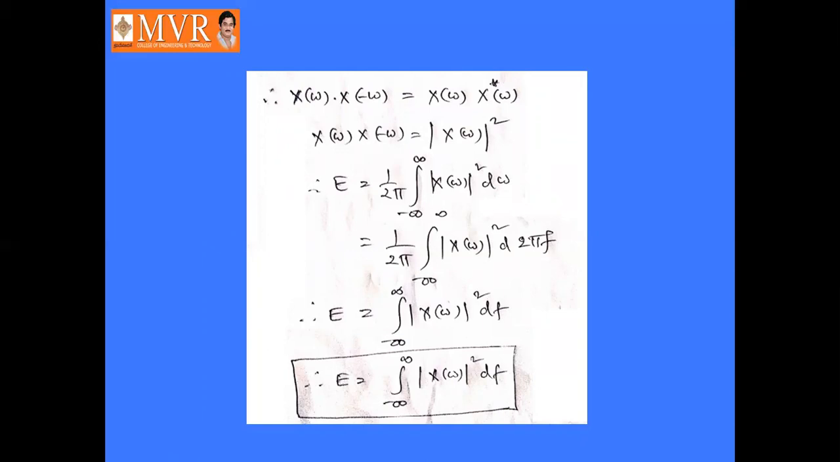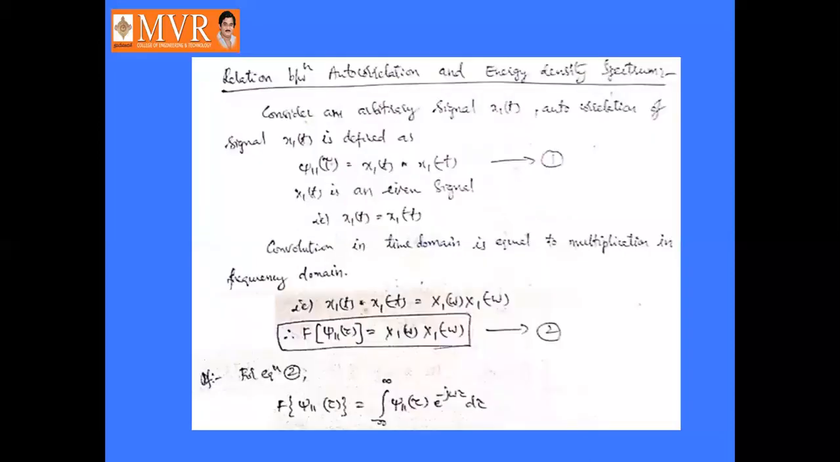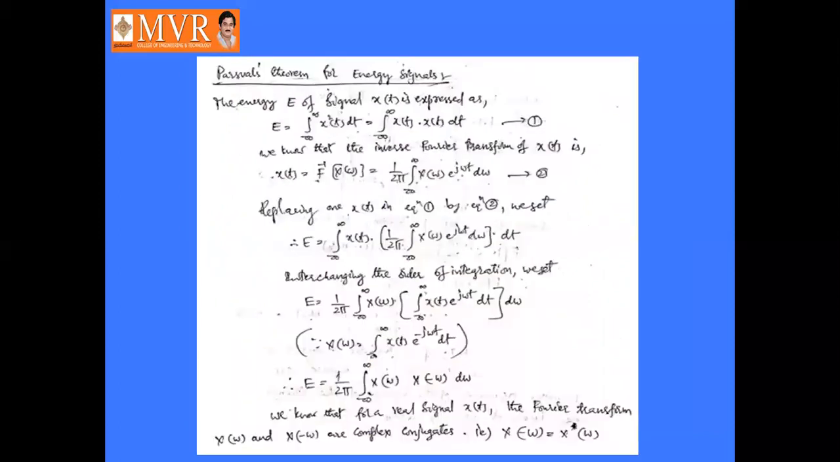So E is equal to 1 by 2 pi integral from minus infinity to infinity mod X of omega square d omega, or it is equal to integral mod X of omega square df, since the 2 pi gets cancelled. So finally it will become E equal to integral from minus infinity to infinity mod X of omega square df. That is Parseval's theorem for energy signals.